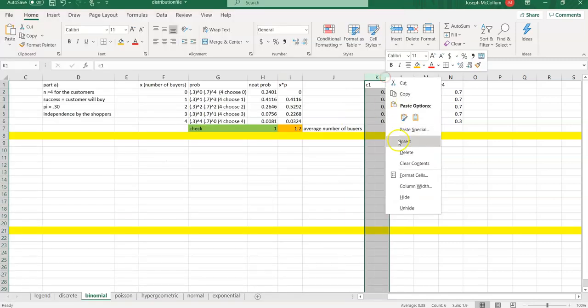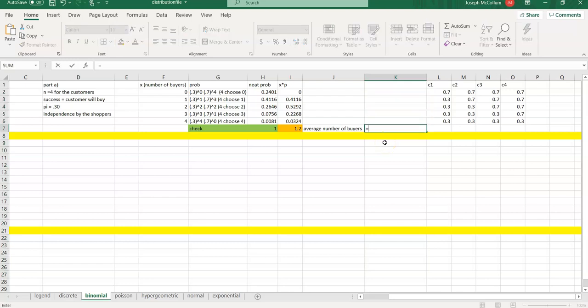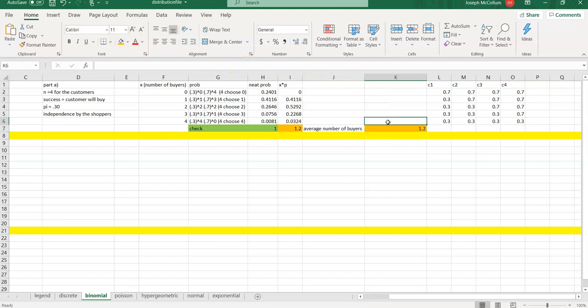Well, all right, guys, let's check that out. The average was supposed to be n, and n in this case is 4 customers, times pi. Pi in this case is 0.3. Boom. And look at that. It matches, whether you do it by the table or whether you do it by the formula. Your choice, really. It all depends on how you attack these problems in general.